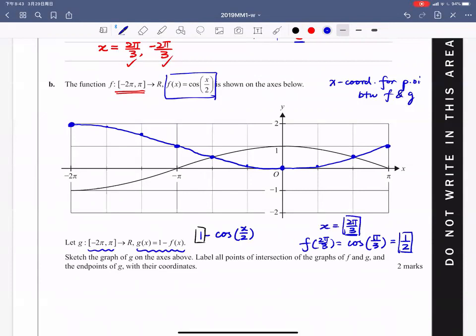So this point is 0, 0, yes. Point of intersection, that's 2 pi on 3, half. And this is minus 2 pi on 3, half. Your endpoint should be pi, 1, believe it or not. Minus 2 pi, and 2, believe it or not. All right, endpoints of g, yes. Coordinates, yes. All points of intersections with coordinates, graph and g, yes. Shape should be all right. Okay, done.